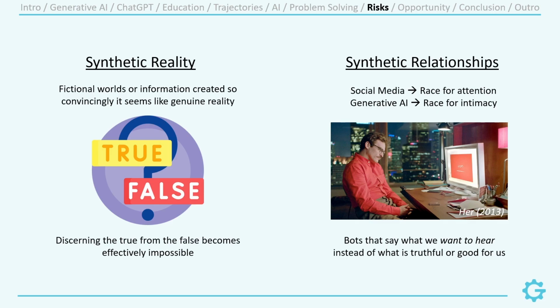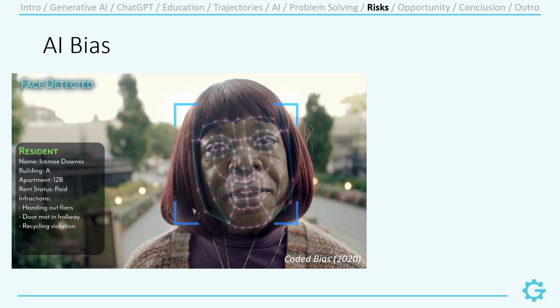Unfortunately, there are a lot of incentives for those with power to lure people into these synthetic relationships, and then use this to manipulate them. Political propaganda or corporate advertising are a lot more effective if the information comes from someone who is a trusted friend or romantic partner. Another kind of risk is bias contained within these AI systems.